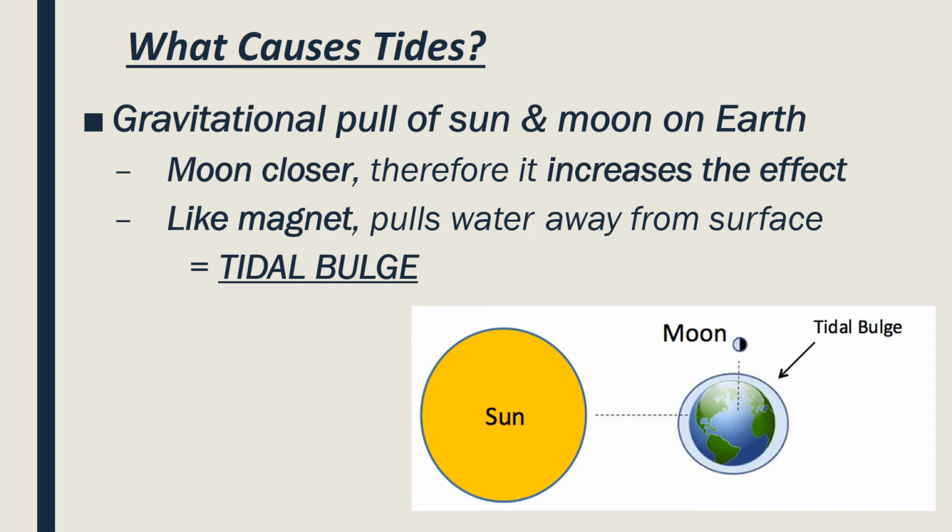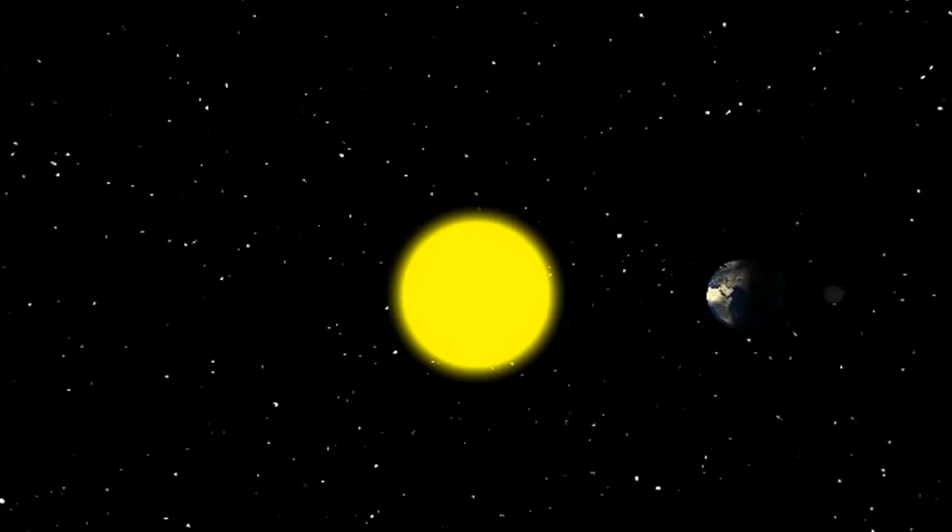So once again, the gravitational pull of the sun and the moon on Earth is what causes the tides to occur. The closer the moon is, the higher the effect is. It acts like a magnet, and this is what causes a tidal bulge. And you can see that here where the water is bulging out.